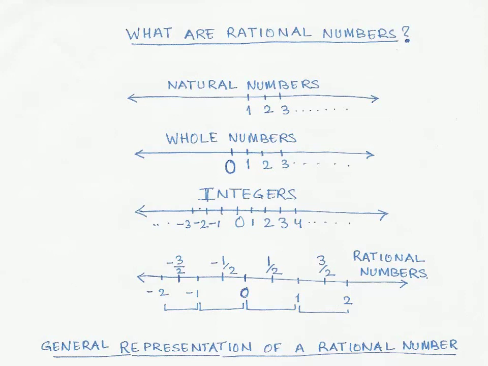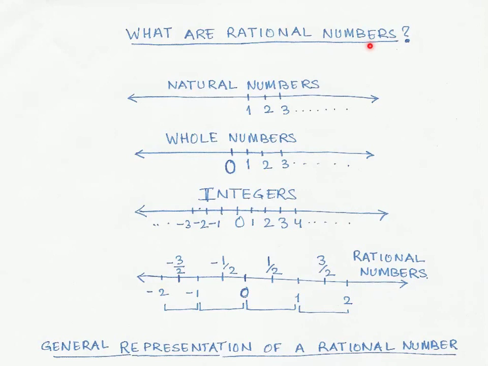So what are rational numbers? Now, we have already looked at natural numbers. Natural numbers are the numbers that start from 1 because that's how we start naturally counting. We start naturally counting from 1. So the numbers that start from 1, 2, 3, 4, and so on, they are natural numbers. They extend up to infinity.